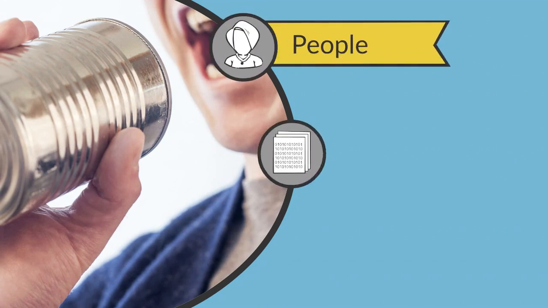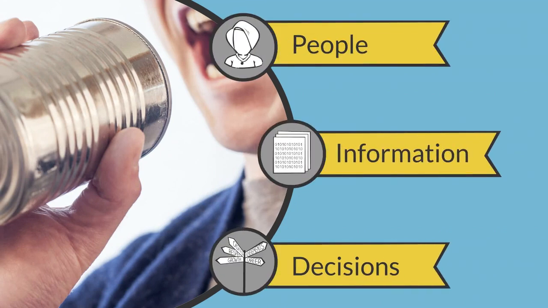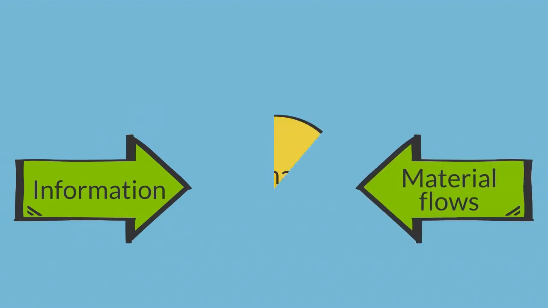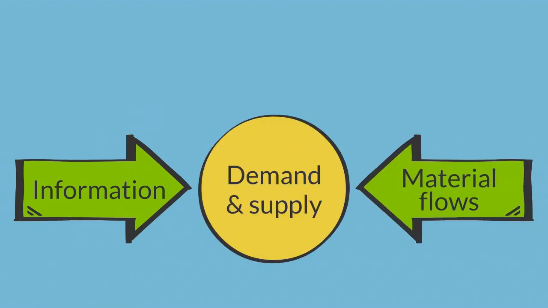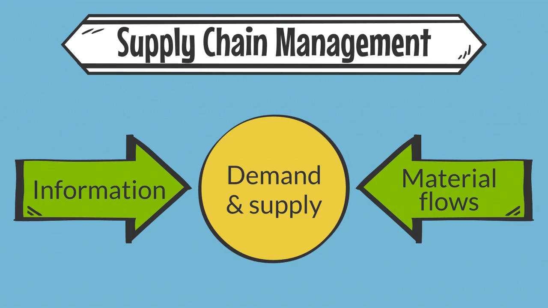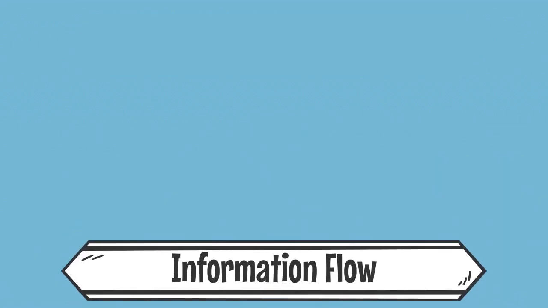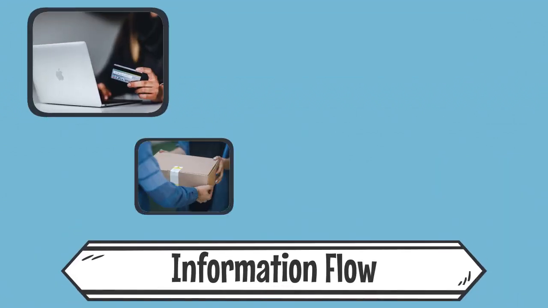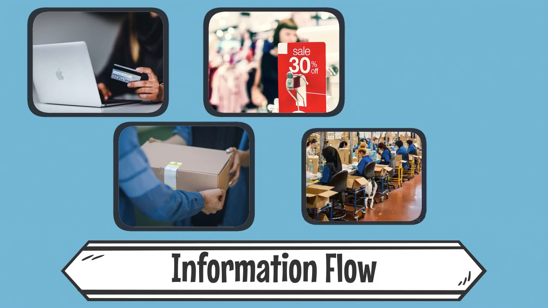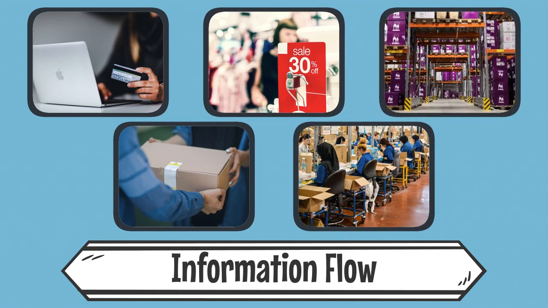Communication is essential to ensure the right people have the right information to make the right decisions. Effectively integrating the information and material flows within the demand and supply process is what supply chain management is all about. Information flow includes orders, deliveries, marketing promotions, planned capacities, and inventory.